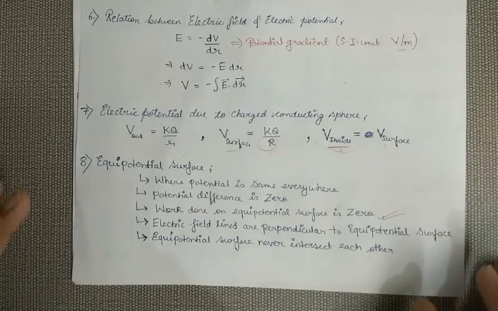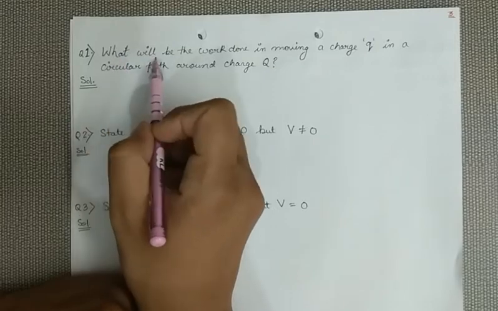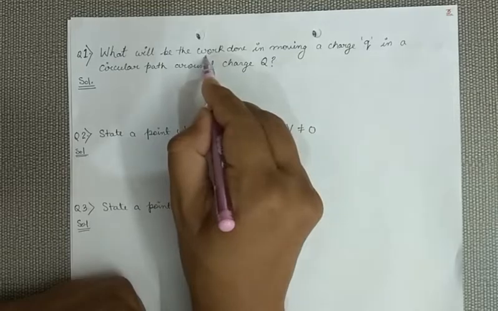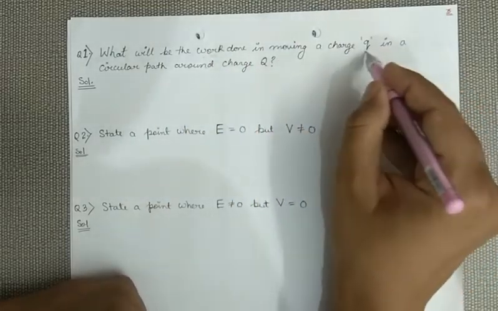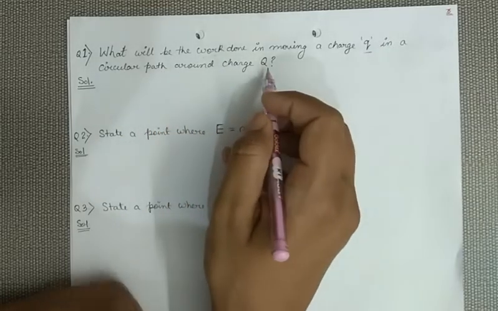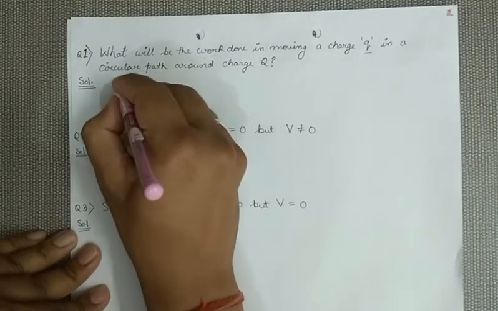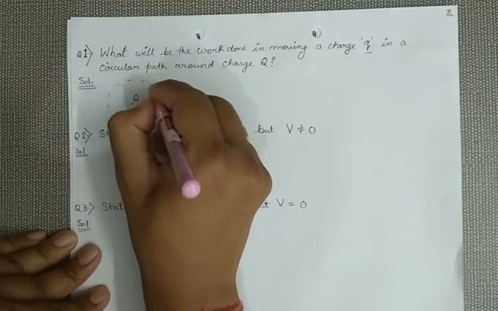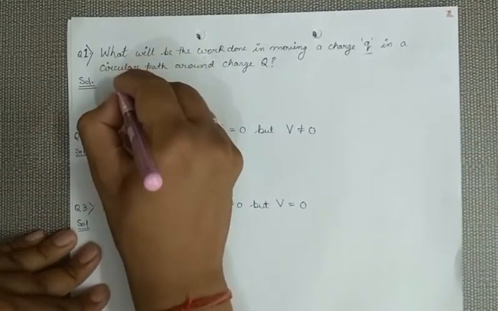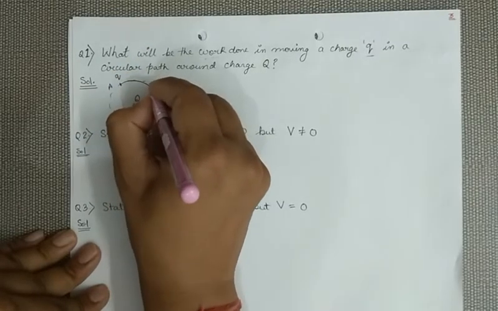Now we are going to solve numericals based on this formula. Look at the first question. What will be the work done in moving a small charge in a circular path around a charge capital Q? Suppose this is a charge capital Q and this is a circular path around it. On this circular path I have to move a small charge. So this is my small charge q. I have to move this charge from point A to point B.